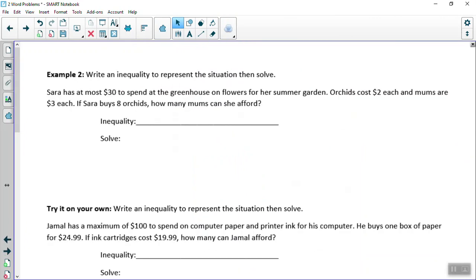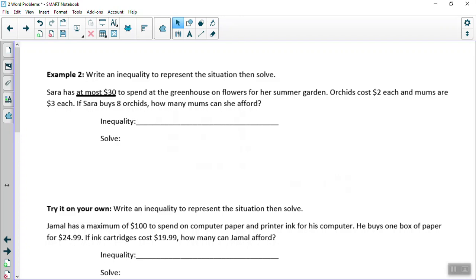Okay, let's come over here and look at example number 2. We're going to write an inequality to represent the situation, then solve. Sarah has at most $30 to spend at the greenhouse on flowers for her summer garden. Orchids cost $2 each, and mums are $3 each. If Sarah buys 8 orchids, how many mums can she afford?